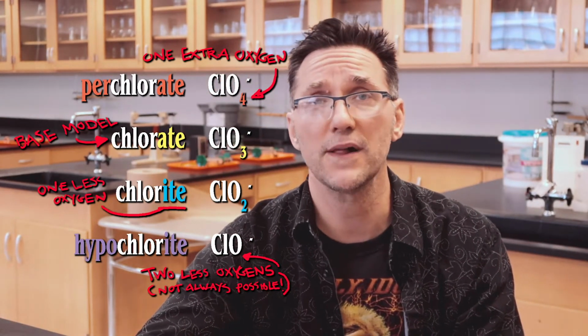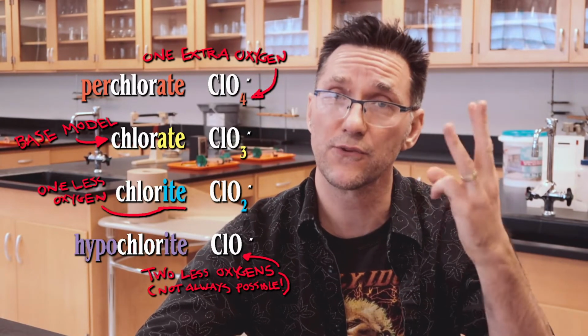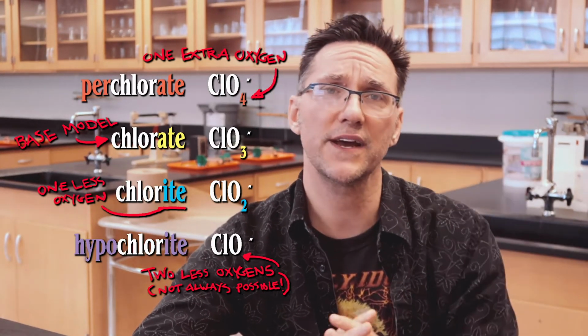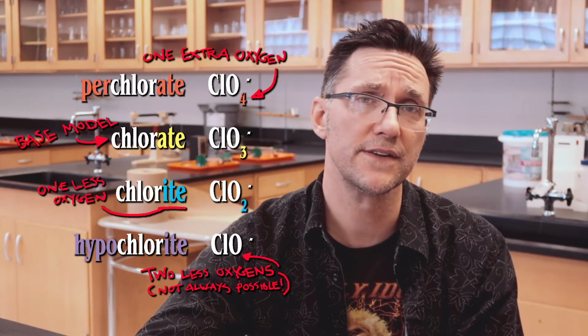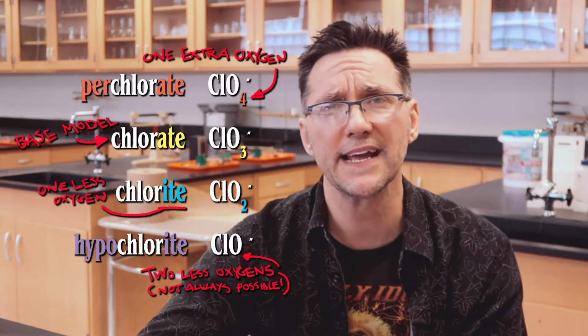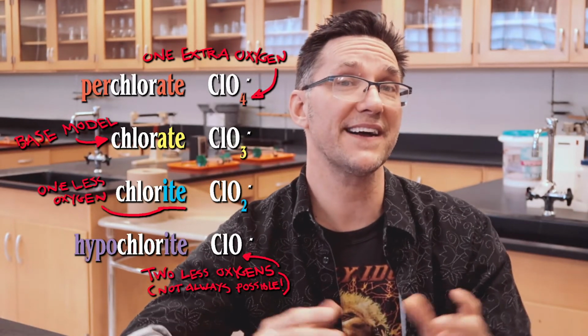So for instance, a polyatomic might be chlorate with 3 oxygens. The lowest iteration of that is hypochlorite, and that only has 1 oxygen. So when you see hypo at the beginning of a polyatomic, it's telling you that's an extremely low number of oxygens. But don't think you're going to get away that easy today.